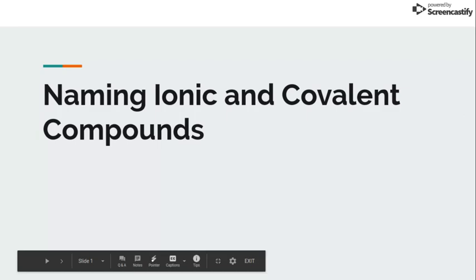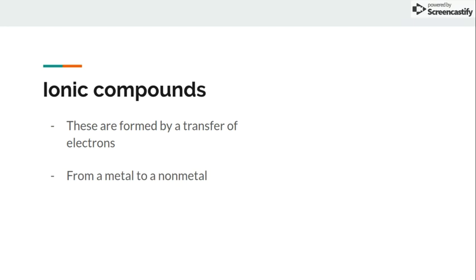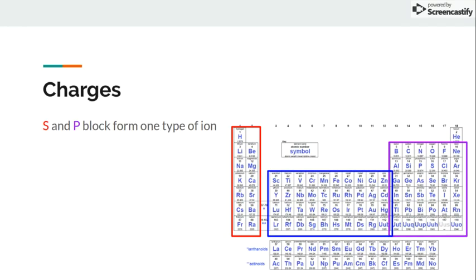Naming ionic and covalent compounds. Ionic compounds are formed by a transfer of electrons from a metal to a nonmetal. Elements in the S and P block usually only form one type of ion, but in the D block they usually form more than one type of ion, and the different ions have different charges, which is important to know when naming compounds.